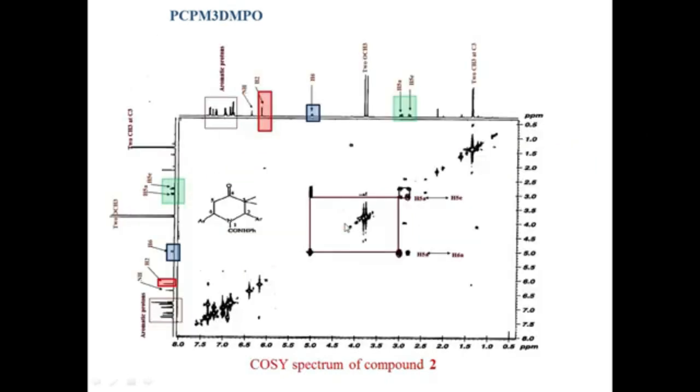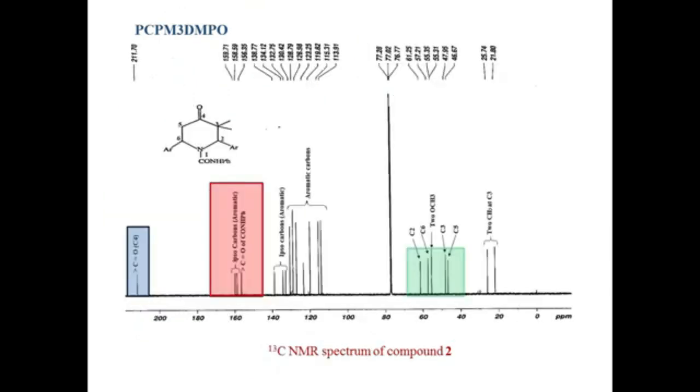So this is for 2D NMR spectroscopy. HH COSY is the hydrogen correlation, showing which hydrogen is correlated with another hydrogen. So I can easily find out this molecule using this COSY spectrum. Then this is the C13 NMR spectrum. How many carbons are present in my compound? I can easily find out from this region.